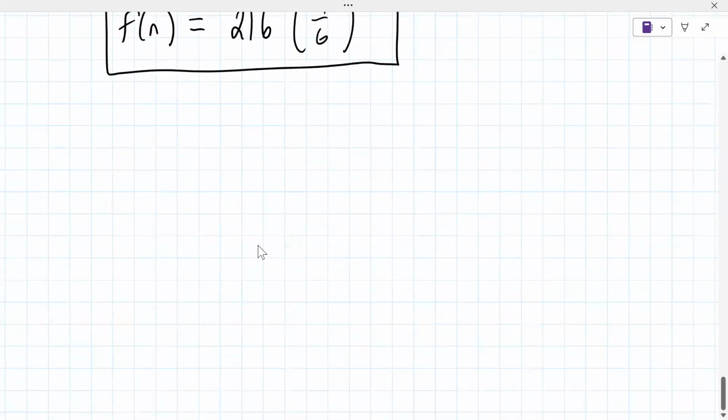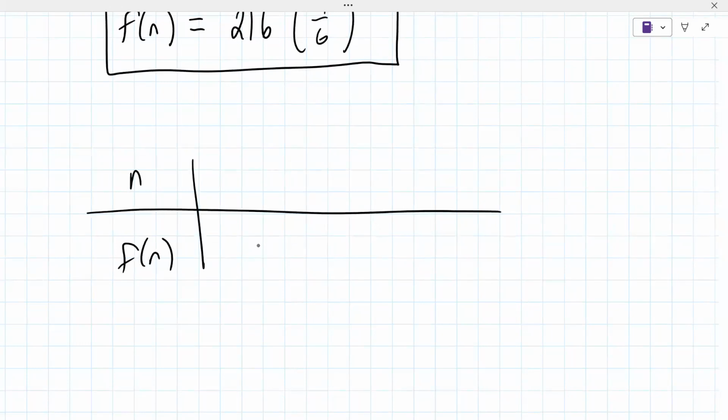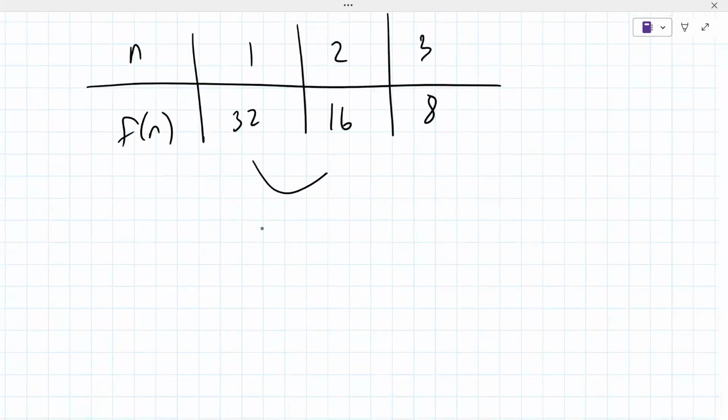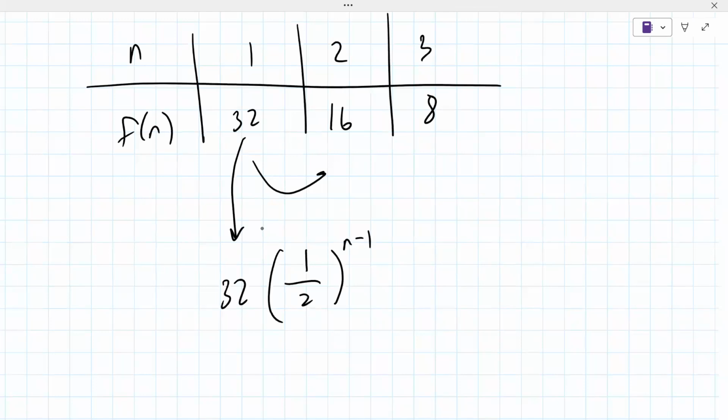Let's try another one. Here's n, here's f of n. 1 is 32, 2 is 16, 3 is 8. What is the pattern here? Dividing by 2, so 1/2. Yes, 1/2 goes in parentheses, n minus 1, and then you bring the 32 down. Good.